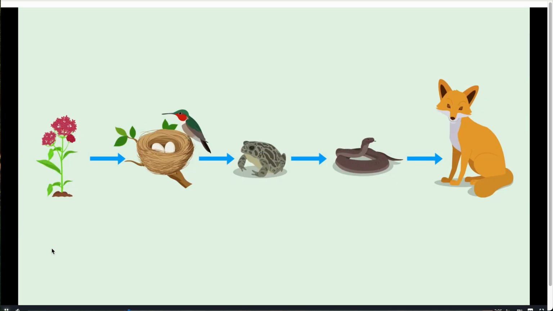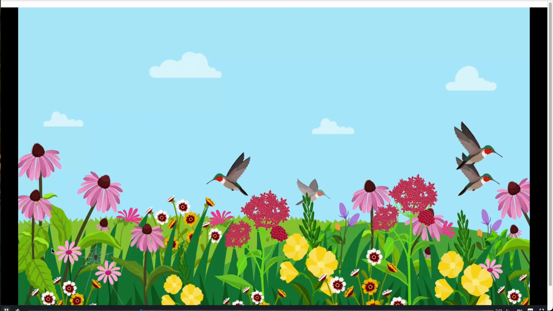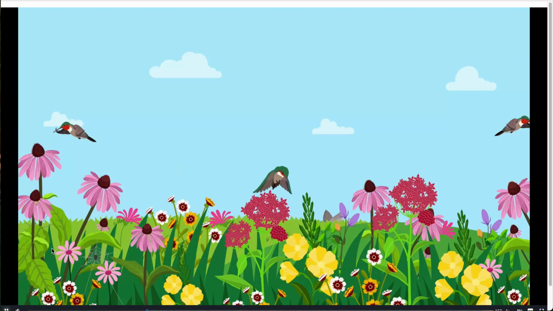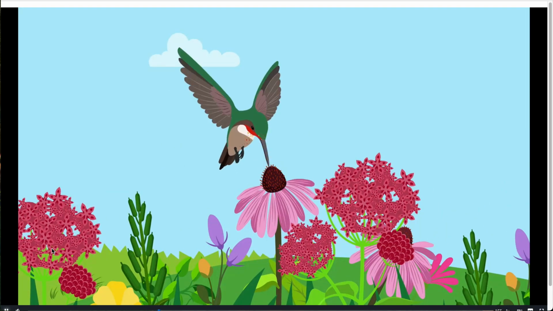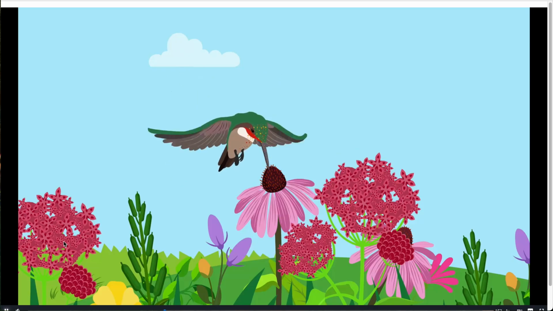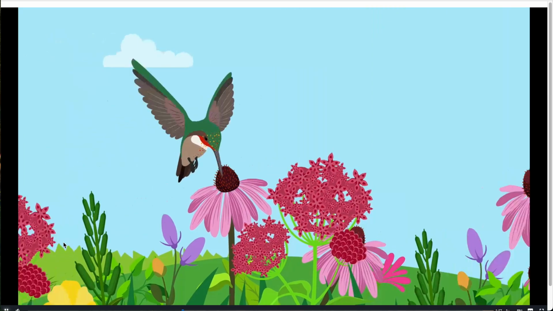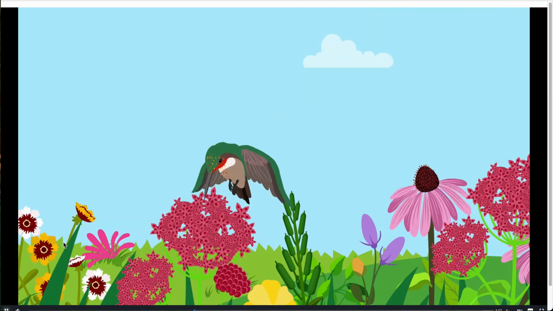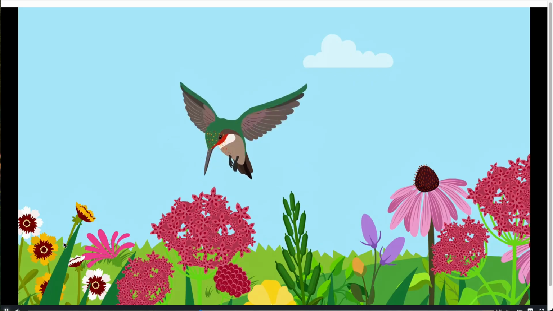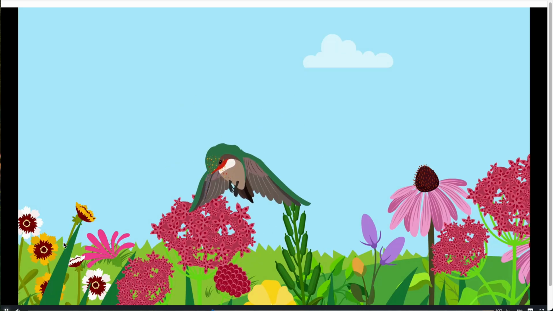What if the hummingbird was no longer in this food chain? Hummingbirds spend hours and hours flying from flower to flower. When they suck up nectar with their straw-like tongue, tiny pollen grains stick to their bodies. Hummingbirds have a special niche in their environment. A niche is a useful role. When they fly to other flowers, the pollen falls off. The transfer of pollen from one flower to another is called pollination.